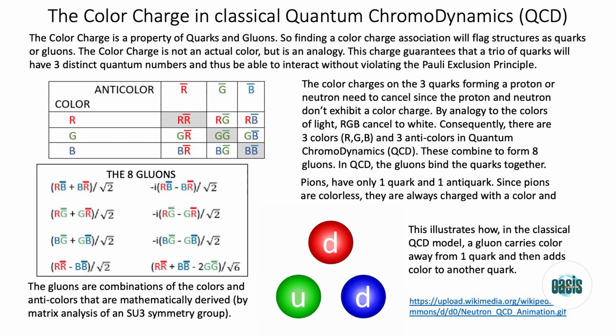This is a little model of how the standard model proposes that this works: the quarks are passing these gluons between them. They're taking color away from the quark that they're leaving, and they're adding color to the quark that they arrive at. I don't believe that model's right.